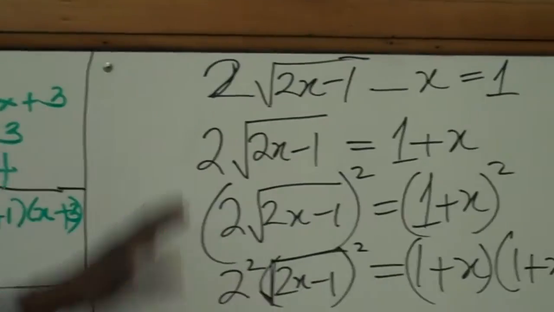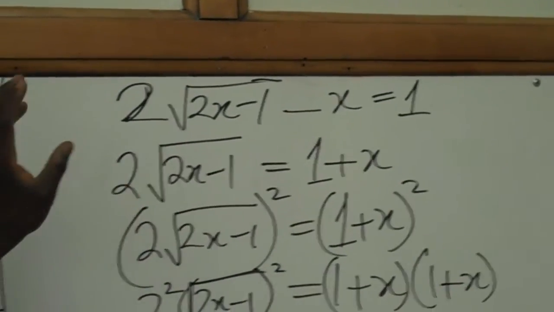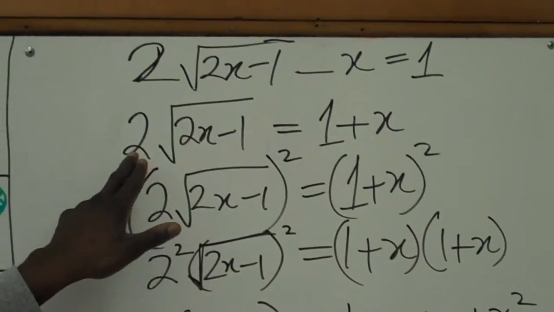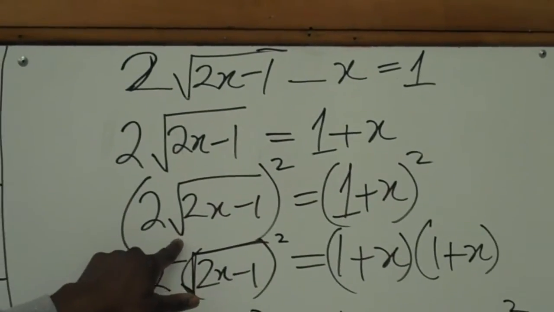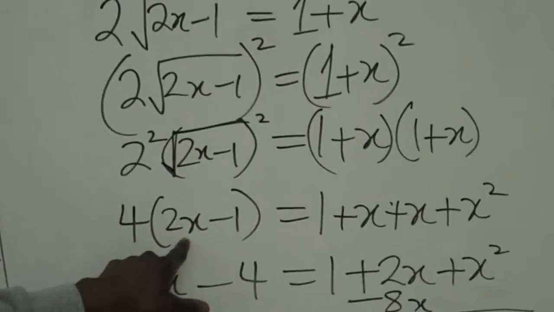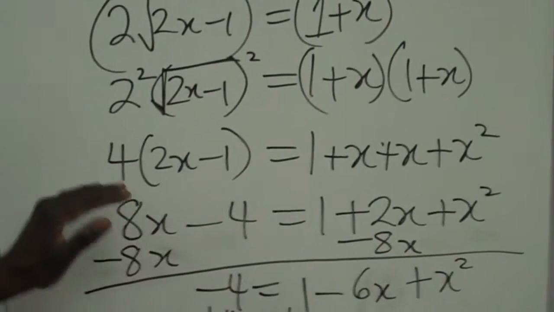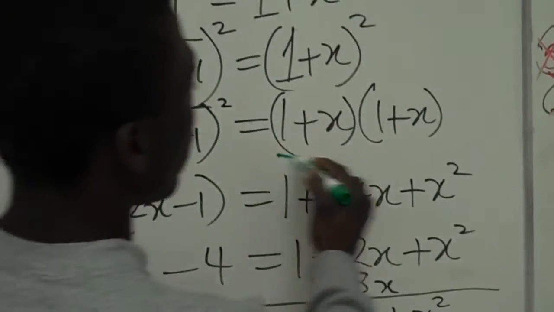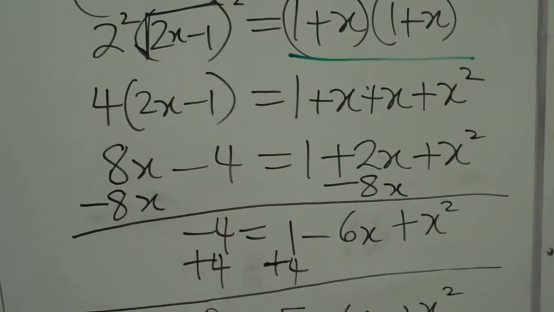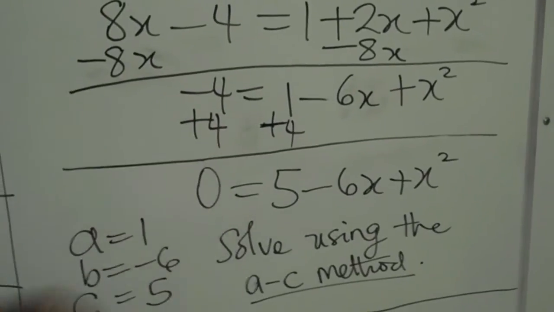This question, we're going to quickly do it, and then I'll leave you with an assignment. 2 square root of 2x minus 1 minus x is equal to 1. You go ahead and take the x to the other side by adding x to both sides, and then you square both sides to get rid of the square root in here. That gives you 2 squared and then 2x minus 1 squared. So that's 4 into 2x minus 1. We go ahead and distribute. We get 8x minus 4, and that's the left side. On the right side, we go ahead and FOIL here, and we get 1 plus 2x plus x squared, and then we subtract 8x from both sides, and then we add 4 to both sides. So we then get 0 is equal to 5 minus 6x plus x squared.